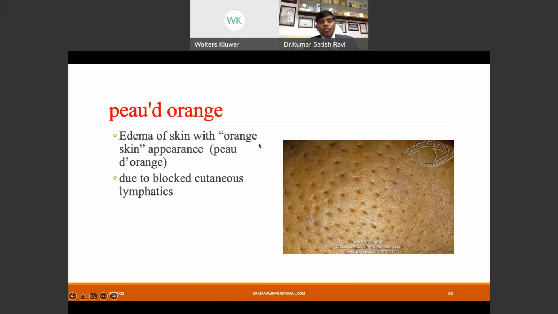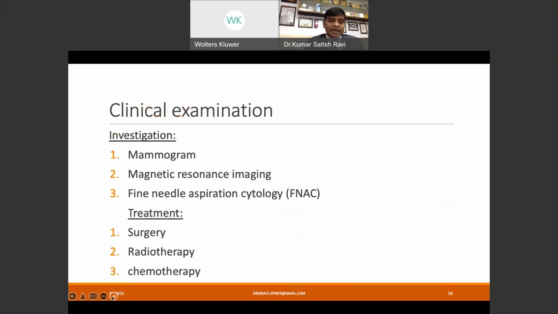Now, what do you mean by the orange skin? You can see in the diagram, this is the edema of the skin, and the appearance will be that of orange skin. This happens due to blocked cutaneous lymphatics.